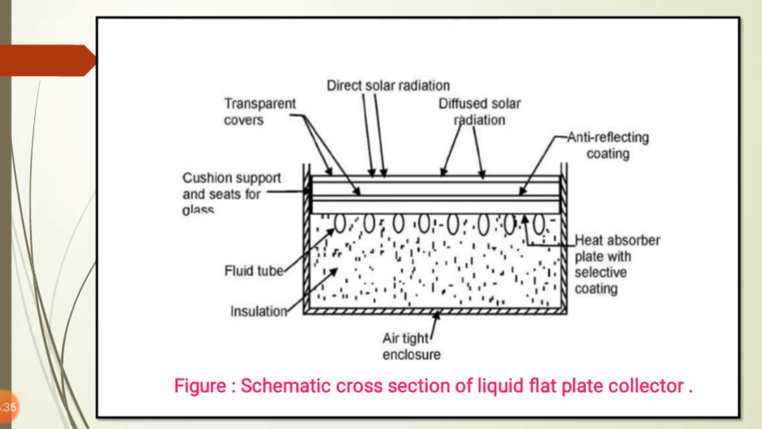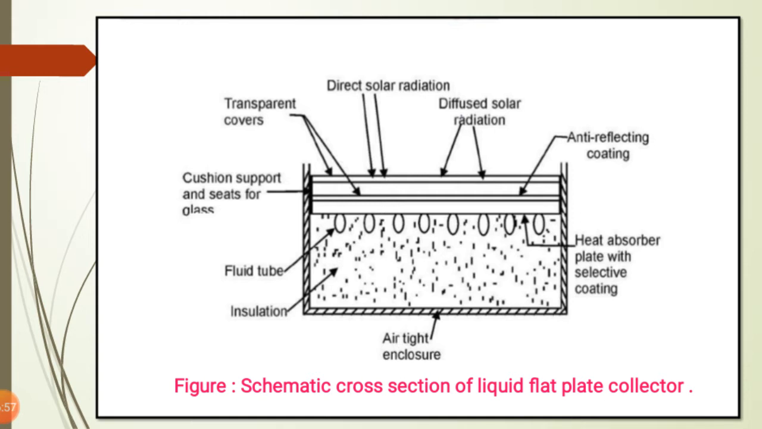First is the anti-reflecting coating, and second is the transparent covers. Anti-reflecting coating is one type of transparent cover. That means the function of both transparent covers and anti-reflecting coatings is the same. They reduce the heat losses by convective and radiative processes.